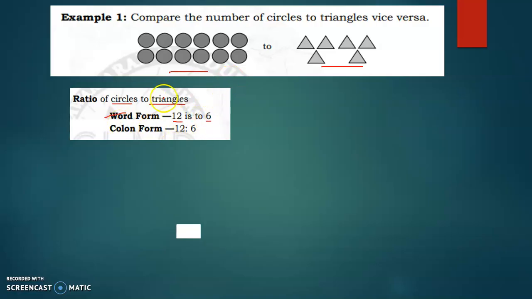In colon form naman, ganun pa rin. Unang isulat ang circles and then the triangles. And syempre, with the symbol for colon. Pero pag binasa mo yan, that is also 12 is to 6.